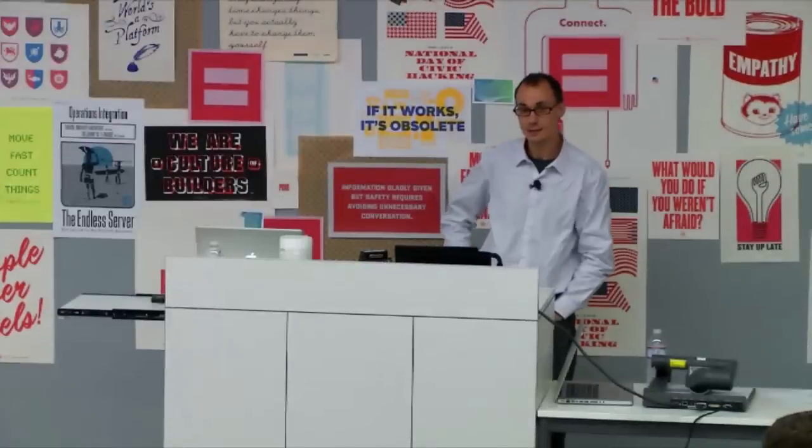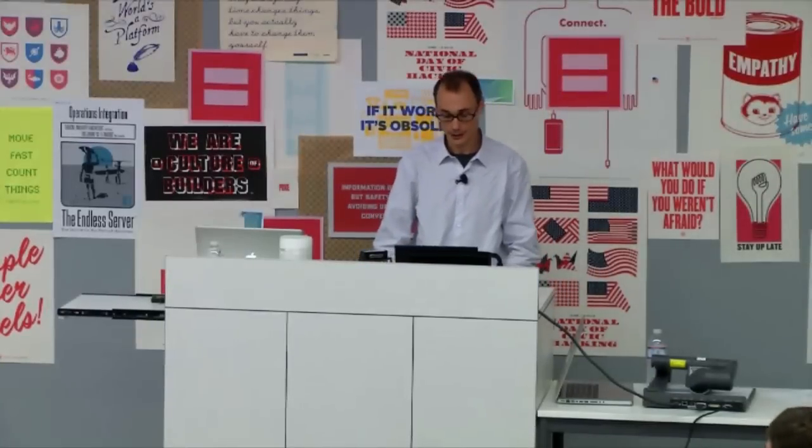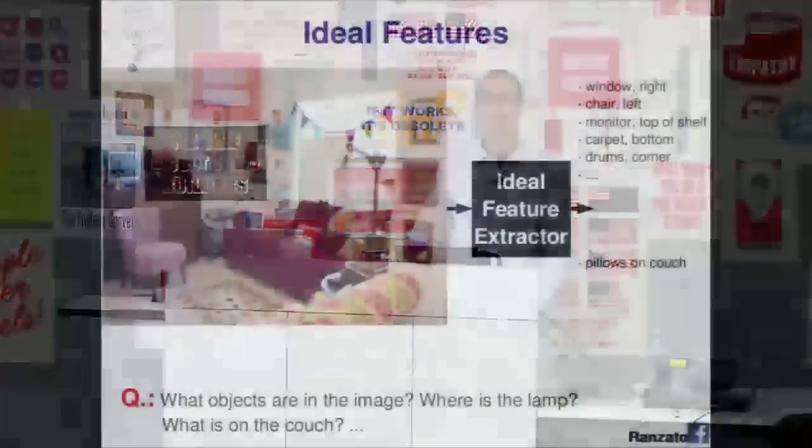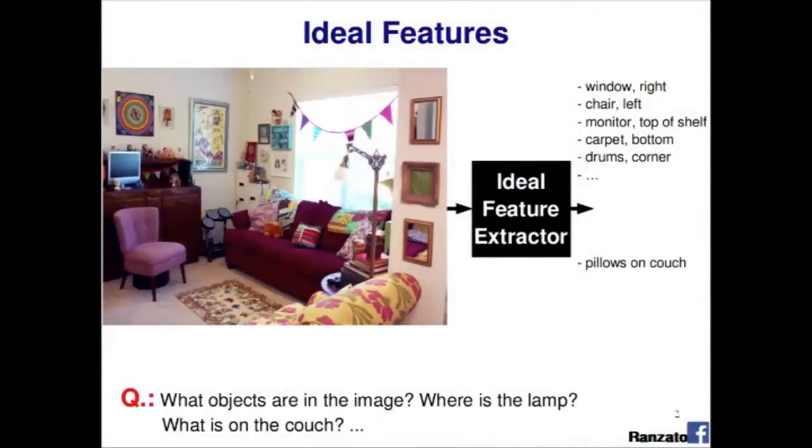First of all, let's remind ourselves what is the goal here. What we would like to do is to take any photo, do some processing, and then extract some features that represent richly what's in the image. So for instance, we would like the features to tell us that in this case, there is a window on the right, there is a chair on the left, nearby there is a monitor, which is on the top of the shelf, and so on and so forth.